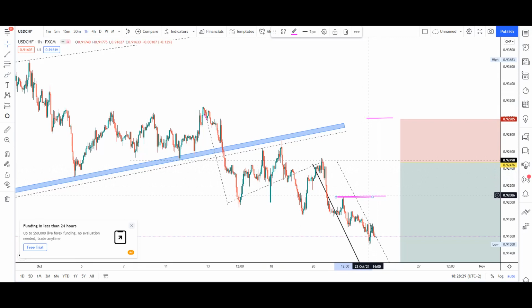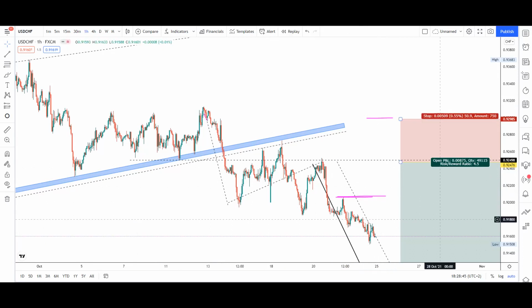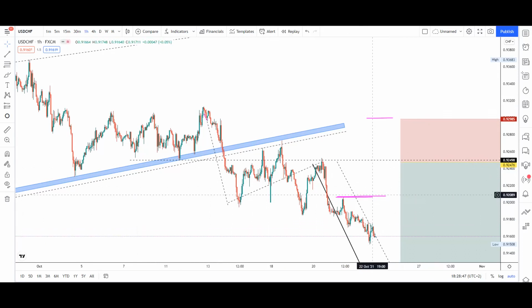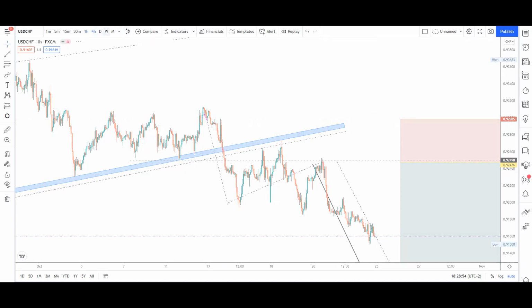As you can see, it's at 0.92086, right? So that's where I'm gonna shift my stop loss, right? So yeah, let's go back on our time frame, right?